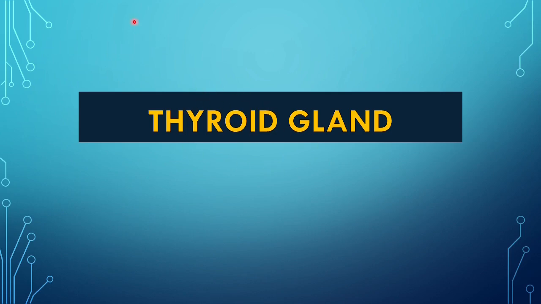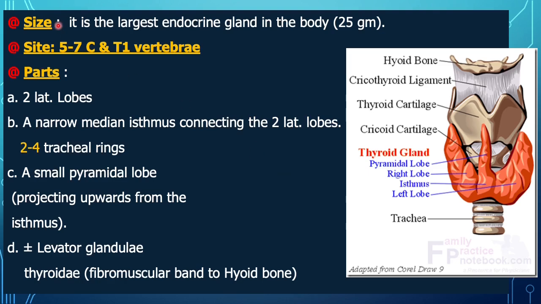The thyroid gland is under the control of the pituitary gland by the thyroid stimulating hormone, and that level is going to be tested in case of pathology of the gland. So the gland is the largest endocrine gland, about 25 grams, situated at that level. If we talk about the vertebrae, from the fifth cervical vertebra to T1, so the vertebral level is C5 to T1.